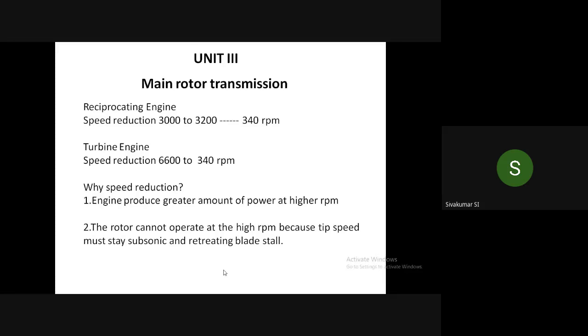But at the same RPM we cannot rotate the main rotor, because it is a complex mechanism having the rotor hub. So it is audible to everyone.